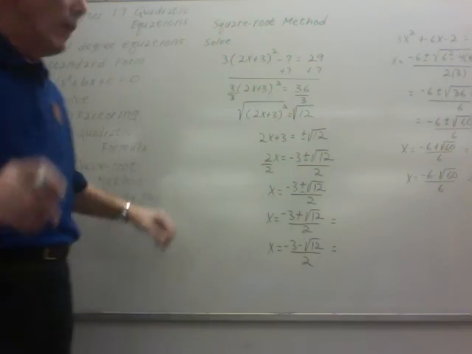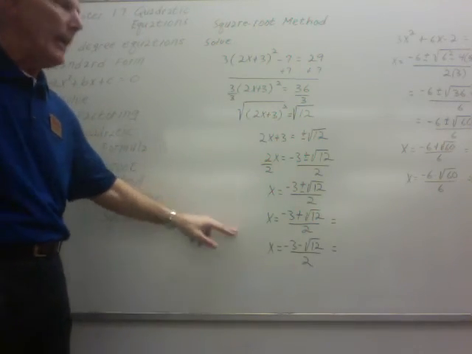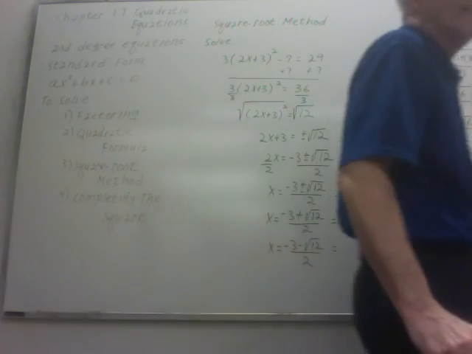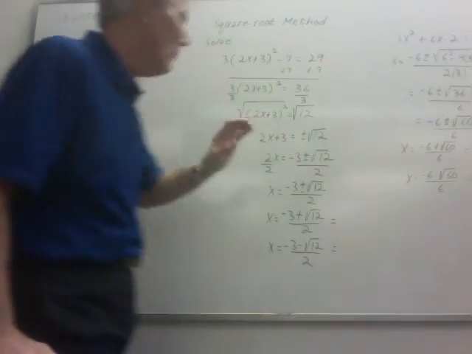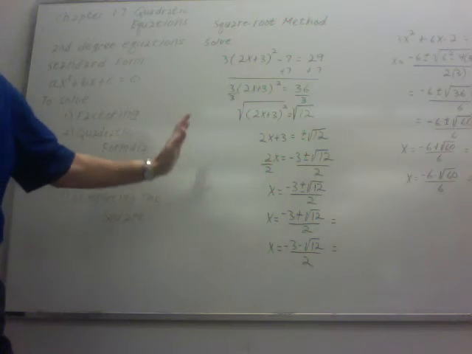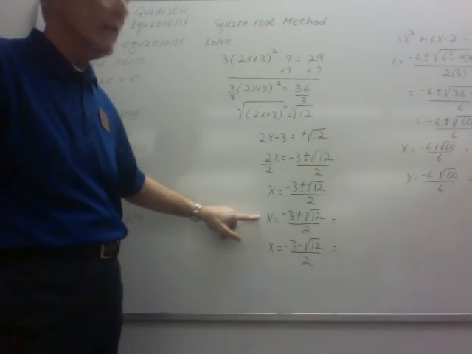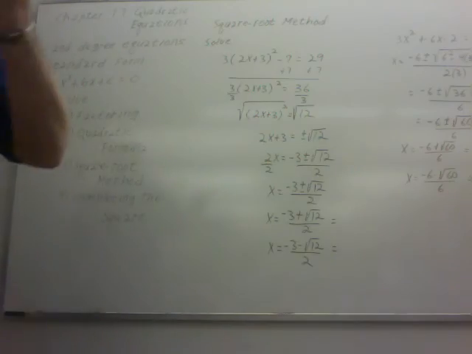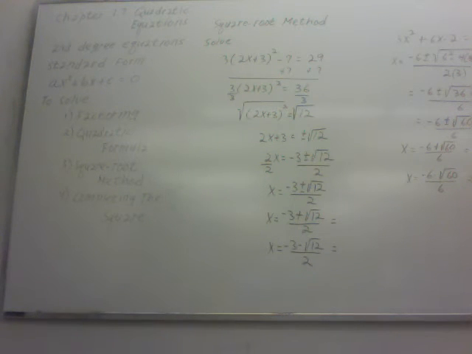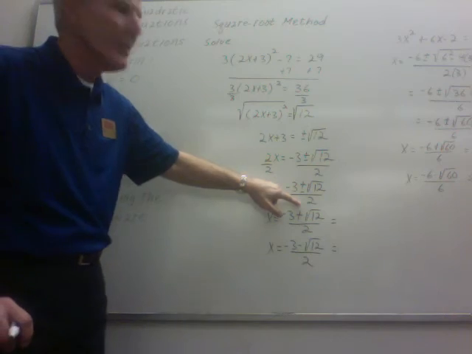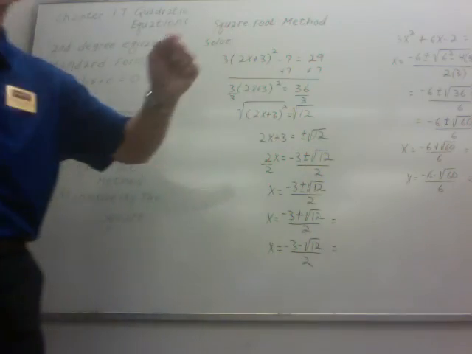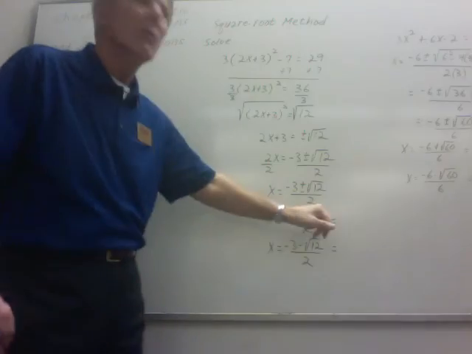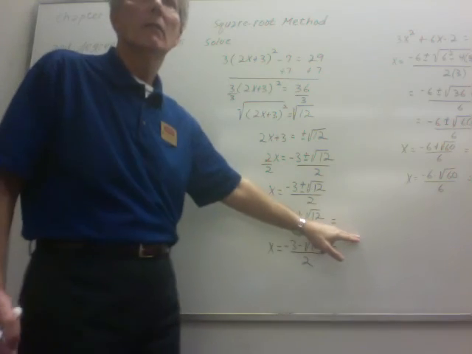So you'll notice once we get down to here, the answers look exactly like these. We just arrived at them in a different way. Once again, we use our calculator. Square root of 12, 3.46. So I've got negative 3 plus 3.46, divided by 2. Okay, so if you do that, what do we come up with?